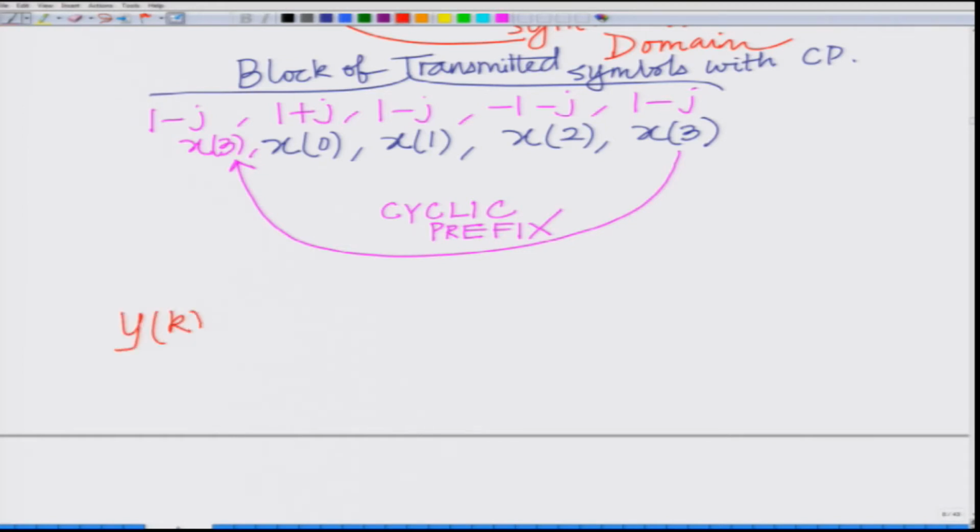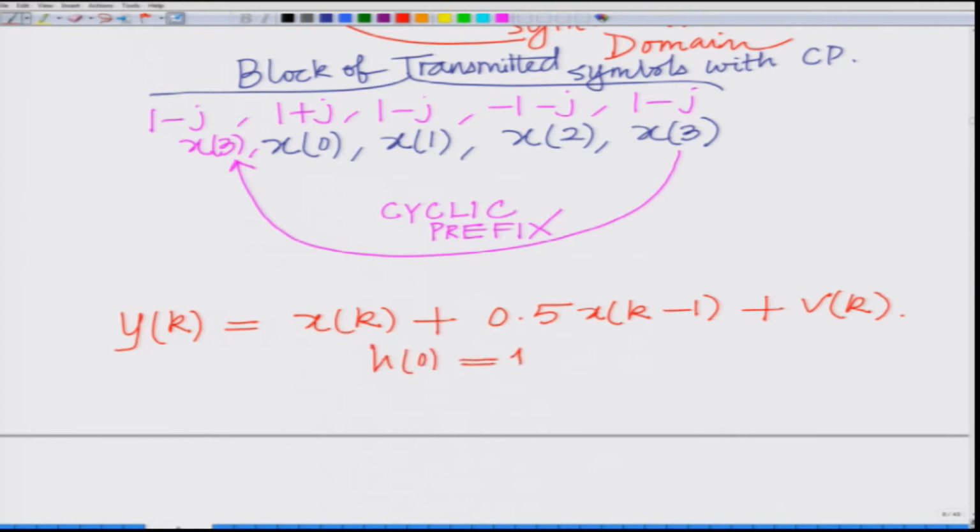This is transmitted over the 2 tap ISI channel yk equals xk plus 0.5 xk minus 1 plus vk. This is the 2 tap ISI channel with the taps h0 equals 1, h1 equals 0.5. These are the channel taps in the time domain. I hope everyone remembers that.